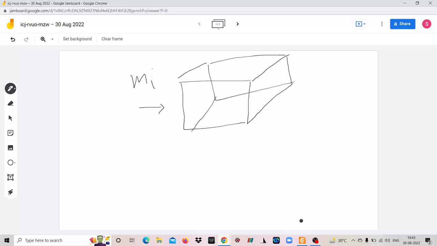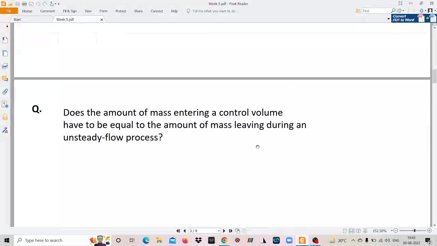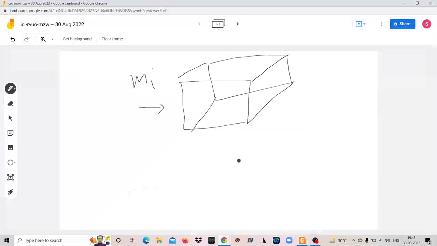Sir, I do not understand this problem. Okay, say there is a control volume. Say the mass inflow, the mass entering per unit time, is mi, and the mass leaving this control volume per unit time is say mo. So that is mass inflow and mass outflow.